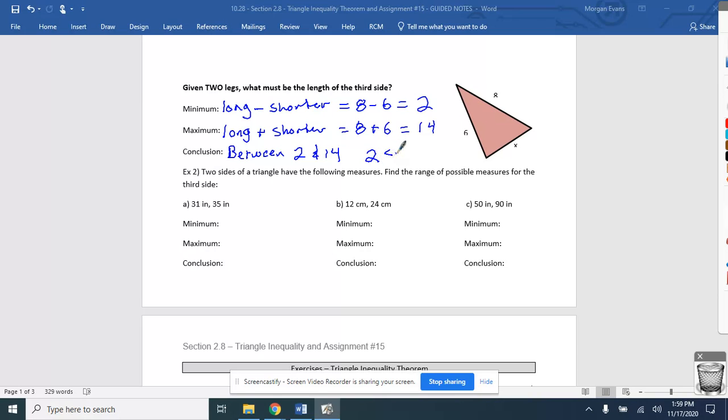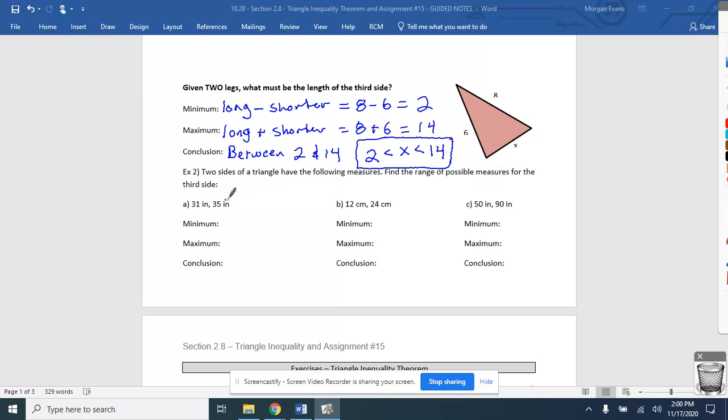So if we wrote it in interval notation, it would be x has to be greater than 2 and less than 14. But remember, it cannot be exactly 2 or 14. Okay. So a little bit similar here in example 2. Two sides of a triangle have the following measures. Find the range of that third side.